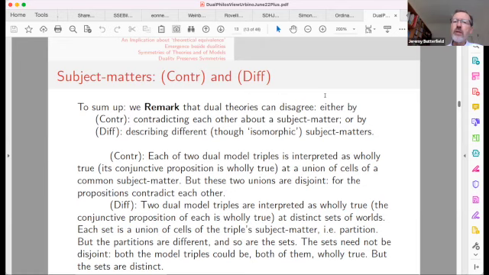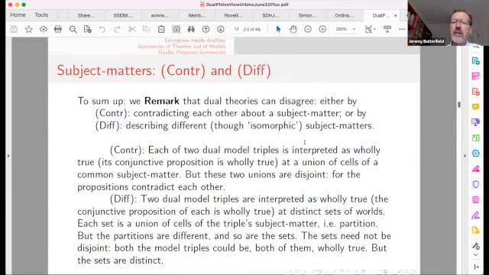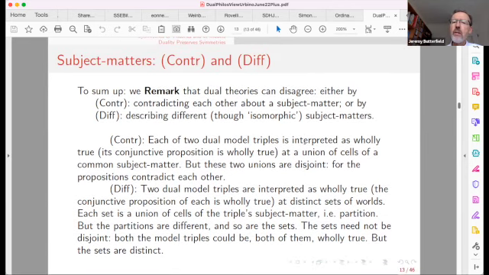Whereas diff, where diff stands for different, the two dual model triples are wholly true at distinct sets of worlds, but the sets of worlds are themselves drawn from two different partitions which cut across one another. But the sets needn't be disjoint. They could overlap, and the actual world could be in the overlap. They differ in the sense that the sets are distinct.